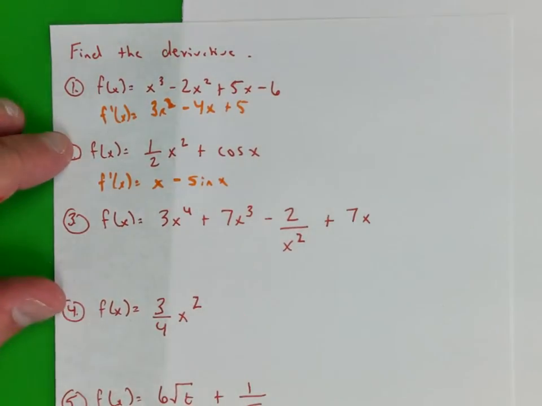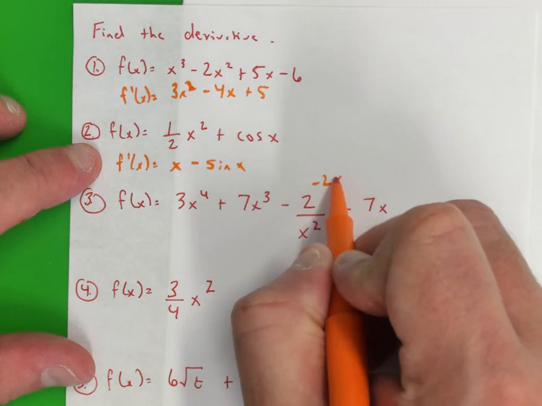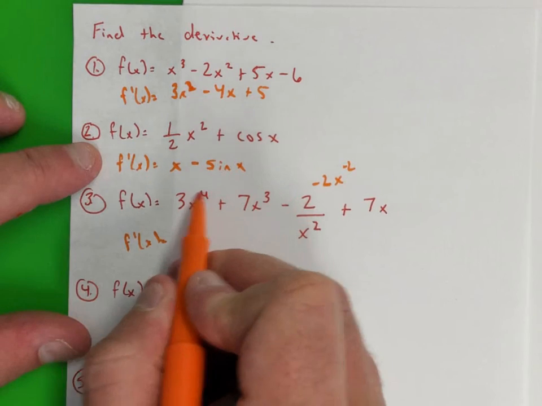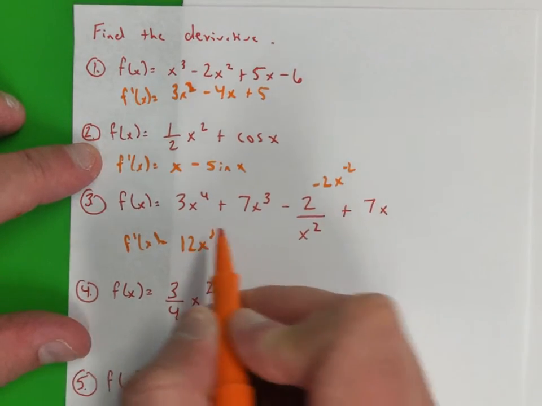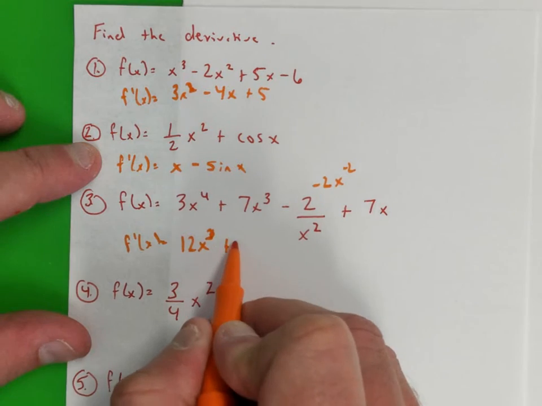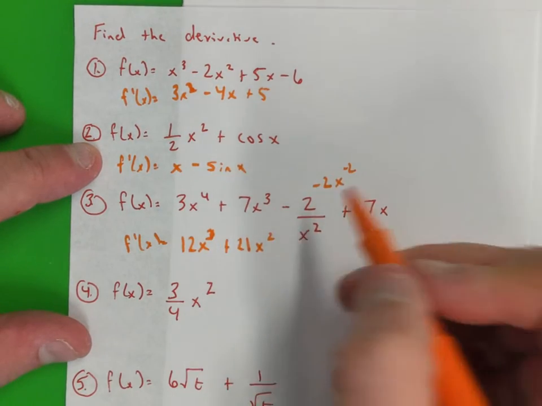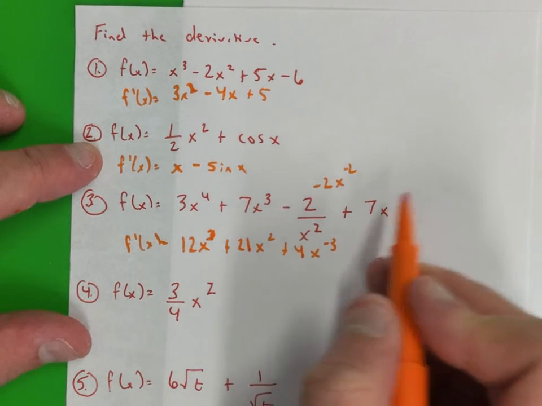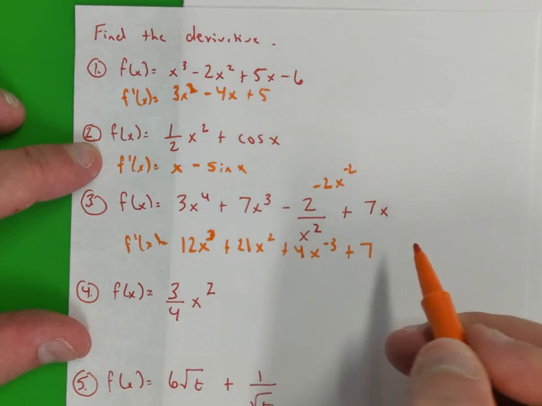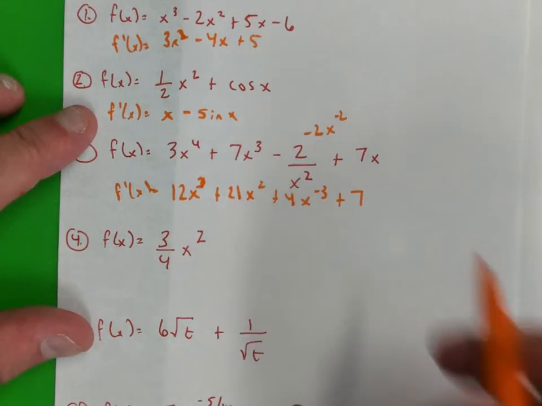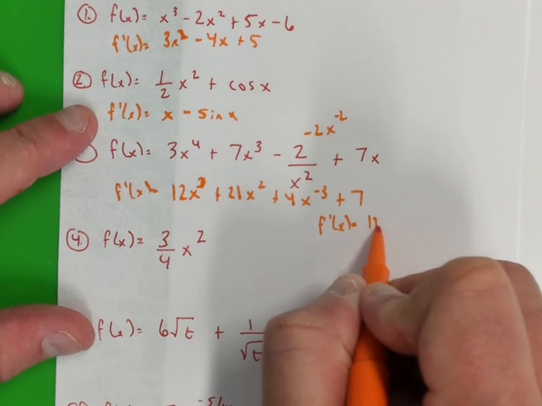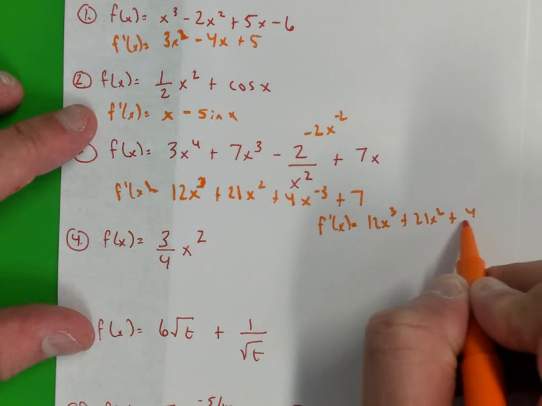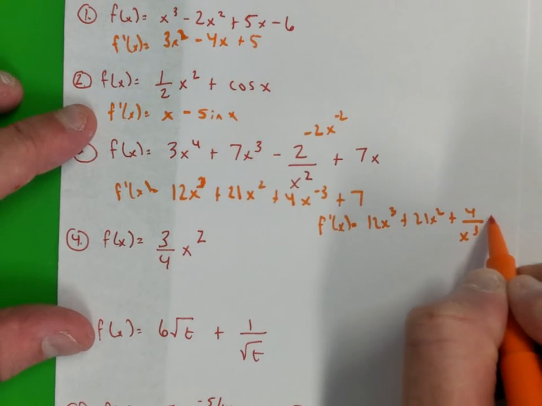Number 3, I need to rewrite this as negative 2x to the negative 2nd. I just wrote it like that above it. Now, f prime of x equals 4 times 3 is 12x cubed. 3 times 7 is 21x squared. Negative 2 times negative 2 is positive 4x to the negative 3. 1 times 7 is 7. 1 minus 1 is 0. I don't have to worry about that x. Now I'm going to rewrite that as f prime of x equals 12x cubed plus 21x squared plus 4 over x cubed to take care of that negative 3 plus 7.